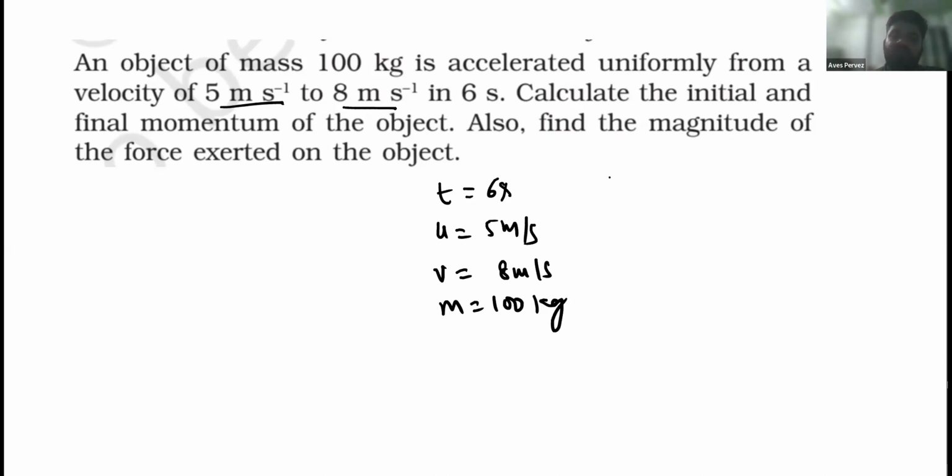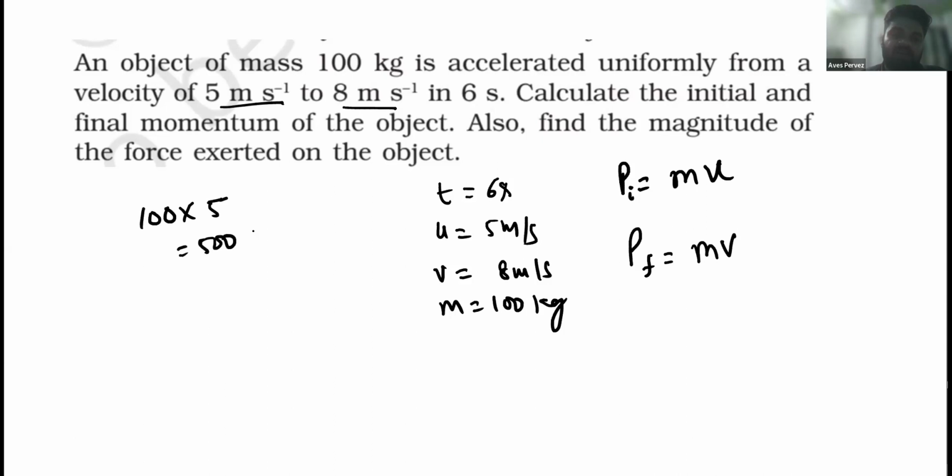Momentum is mass into velocity. So mass into initial velocity is initial momentum, and final momentum is mass into final velocity. P represents the momentum. If P means momentum and F means final, final momentum is mass into final velocity. Now you can write it. Initial momentum is mass 100 into 5, 500 kg meters per second. And similarly, this is P initial.